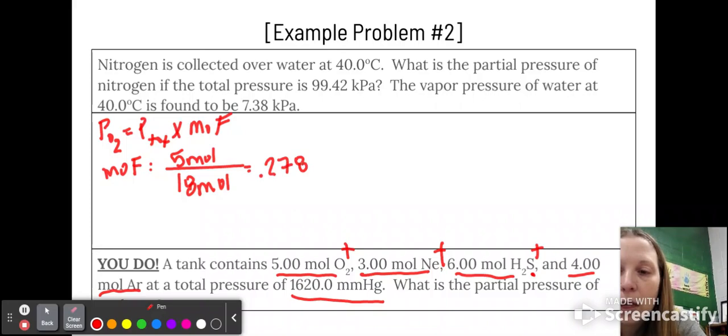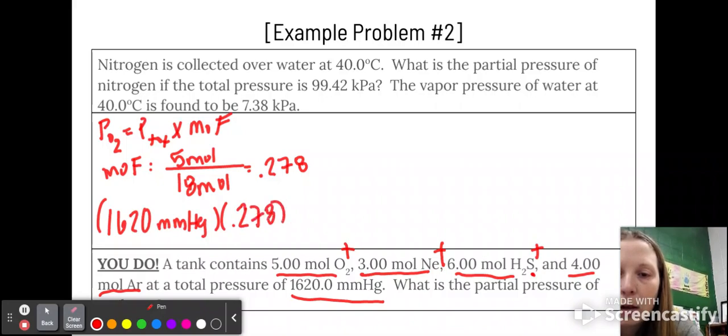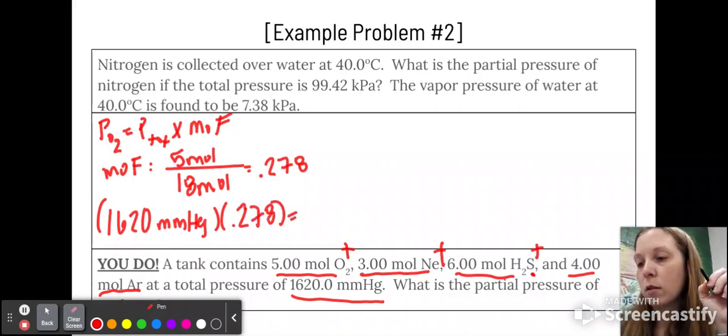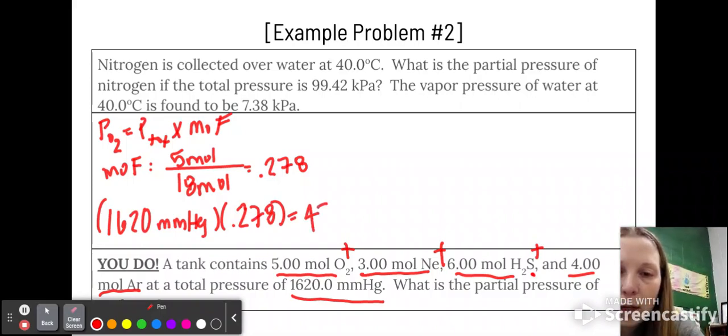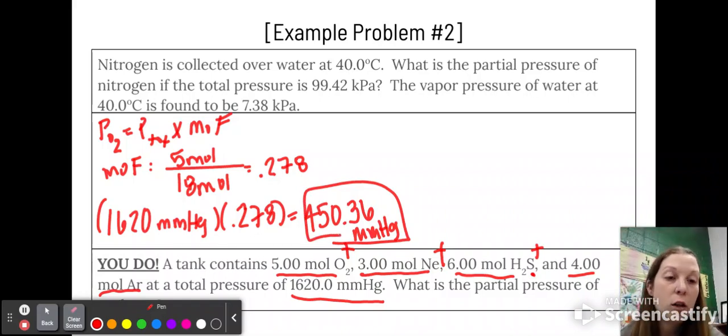Okay. And then you're going to take that total pressure that we were given, which was 1,620 mmHg, and you're going to take it and multiply it by that mole fraction. Which means the partial pressure is 450.36 mmHg for just O2. Now you need to do the same process for the other 3 gases.